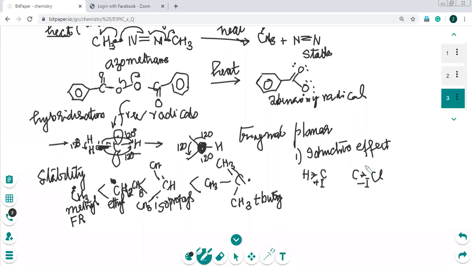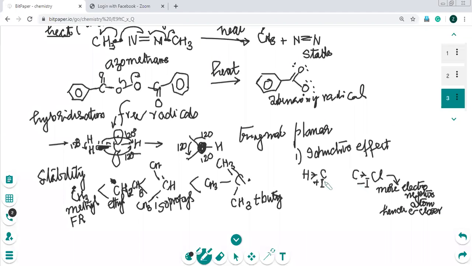Anyway, now see here, you have the C-Cl bond. This is more electronegative. Let me write it here. You also write it. More electronegative atom. Please write all this in your book. This is less electronegative atom. So the electron is coming closer, hence closer to the chlorine.